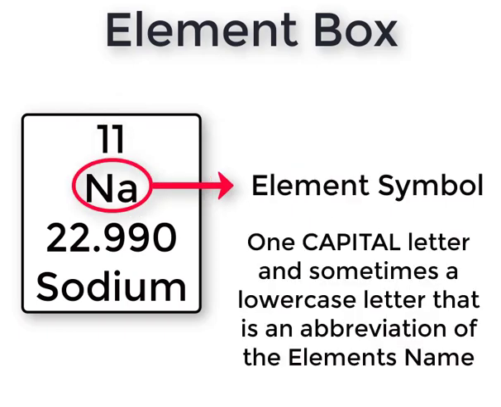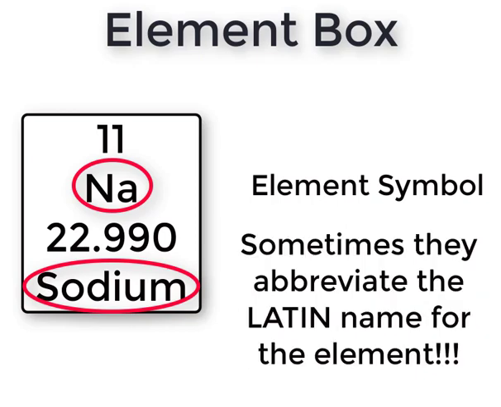The symbol is one capital letter and sometimes a lowercase letter that is an abbreviation of the element name. And this is helpful when we start combining atoms later in the unit. Sometimes this symbol looks different than the actual name of the element. And this is because they are abbreviating the Latin name for the element.